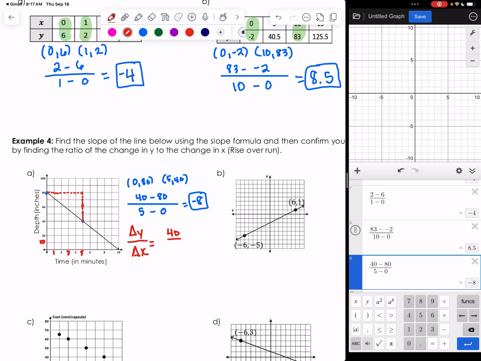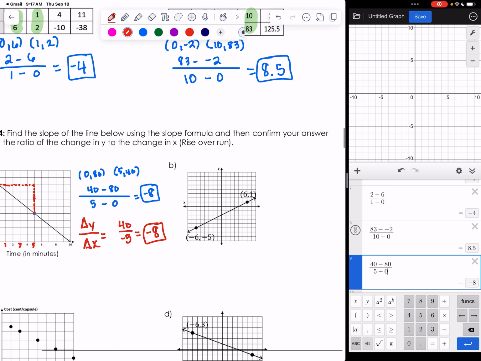Now I'm going to the left, 1, 2, 3, 4, 5. So I went left 5, so negative 5. And if we divide 40 divided by negative 5, we're going to get negative 8. So we got the same answer whether we use the slope formula or the change in y over the change in x.